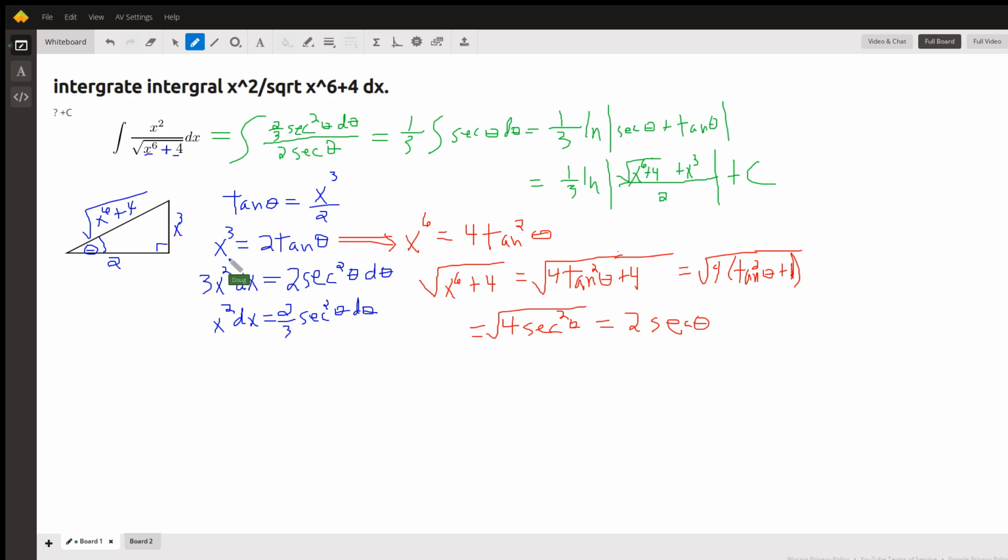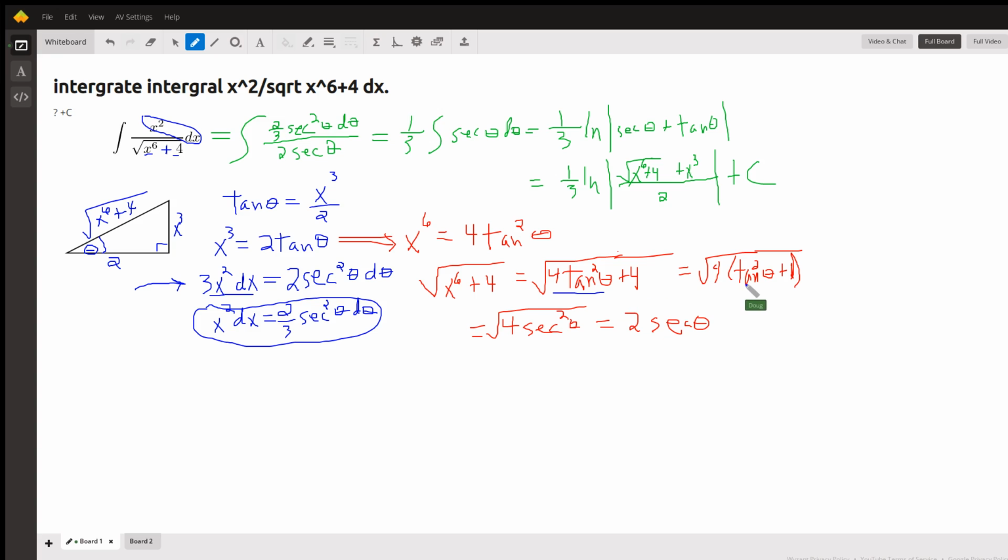If we isolate the x cubed and then take the derivative of both sides, something good starts to happen, because we do get this x squared dx. Divide by 3, and there we have a formula for x squared dx, which is this numerator. And then over here, we got to get rid of that square root symbol by using the trigonometric substitution. x to the 6th will equal 4 tangent squared theta. Plug that in right here.